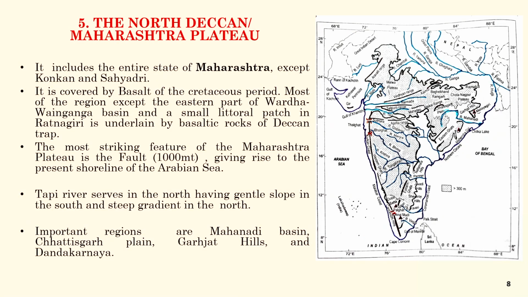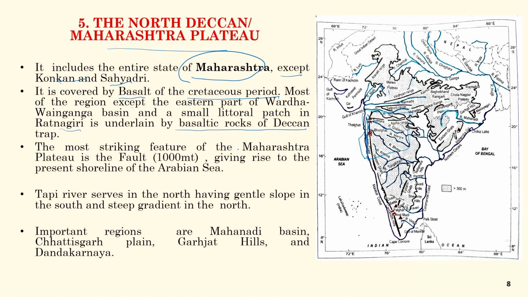Now coming to the northern Deccan or Maharashtra Plateau. It includes the entire state of Maharashtra except Konkan and Sahyadri. Otherwise, majorly it is covered by basalt of the Cretaceous period. Most of the region, except the eastern part of the Wardha-Wainganga basin and a small littoral patch in Ratnagiri, is underlain by this basaltic rock of Deccan Trap.